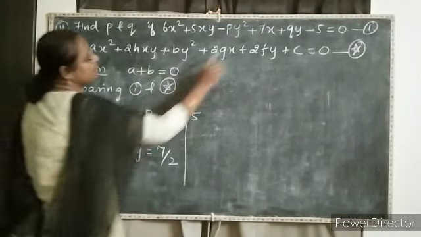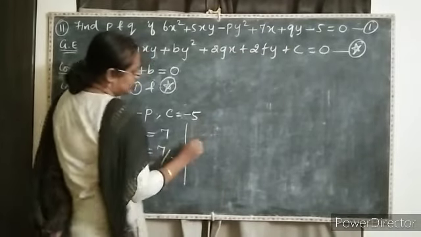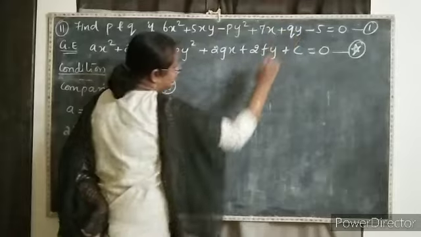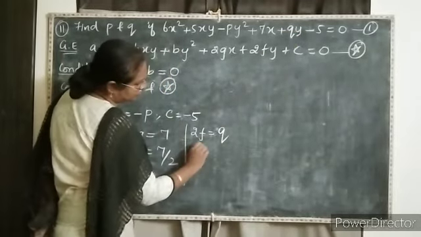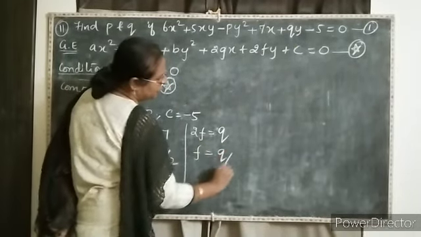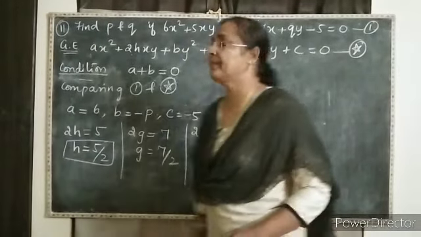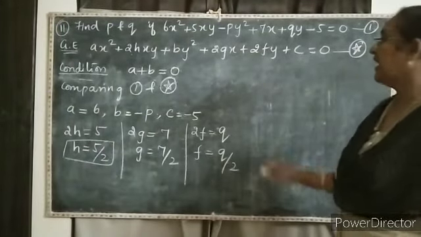What is the next one? 2f y, isn't it? So 2f is equal to how much? It is q. So what will be f now? q divided by 2. So I have found the values of a, b, c, f, g and h.